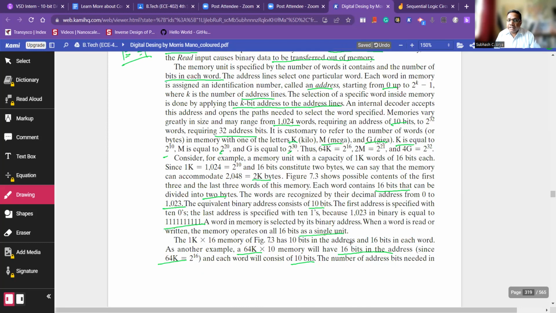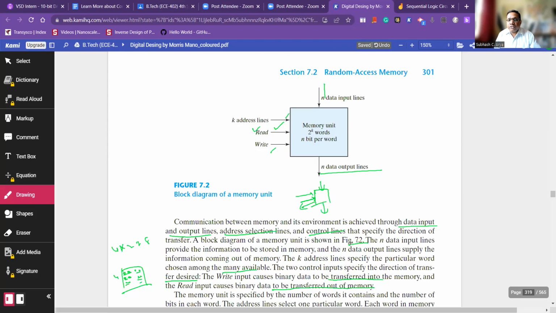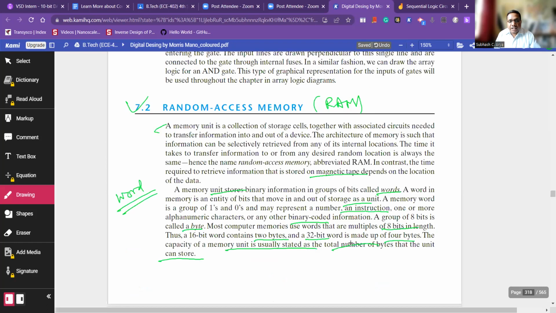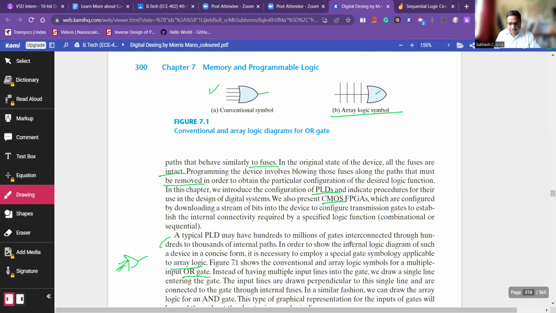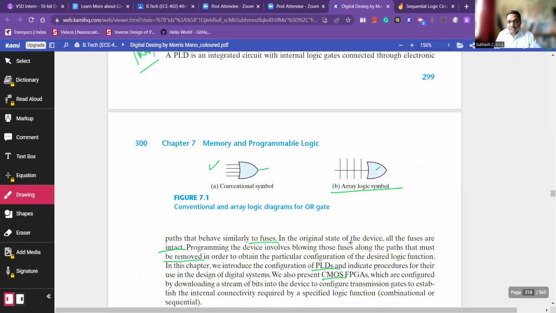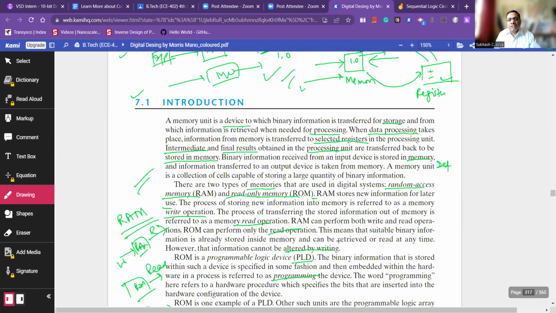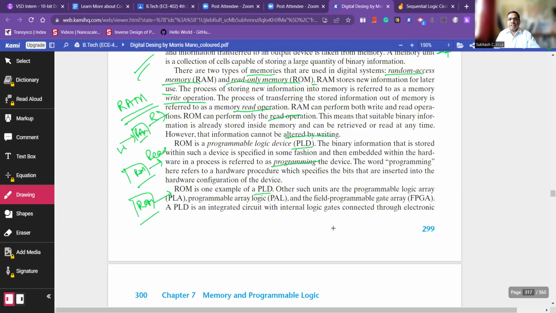So what we have seen is how to determine the size of a memory unit, different operations, read and write operations, data input lines, and types of memory unit, that is RAM and ROM, PLD classification, then the conventional symbol and array logic symbol. These are the introductory things.